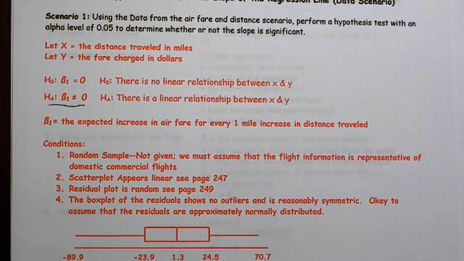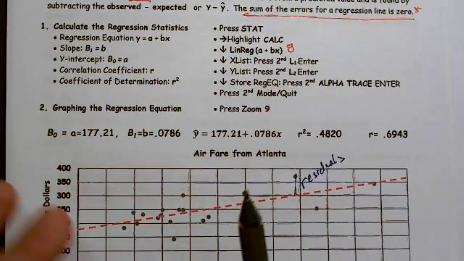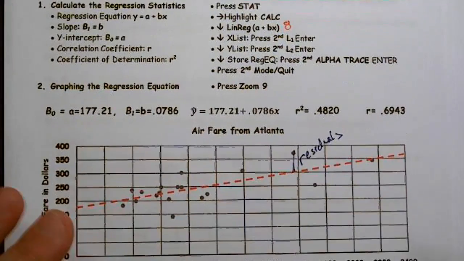Our conditions: random sample. Technically, it was not given, all right? So we're going to have to assume that the data was representative. The scatter plot: well, we actually created the scatter plot in an earlier video, all right? We did that in an earlier video.